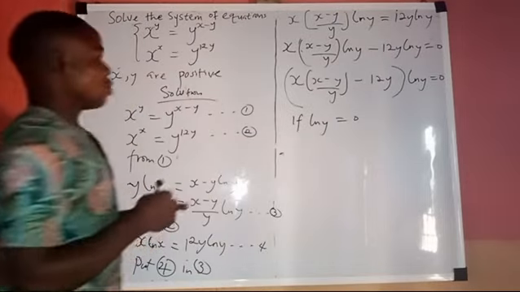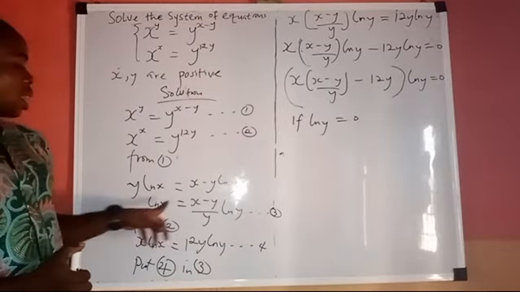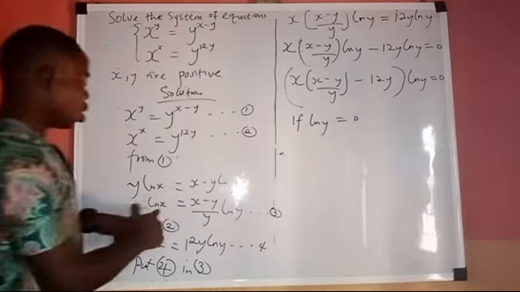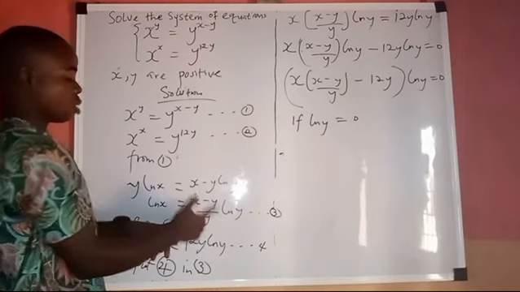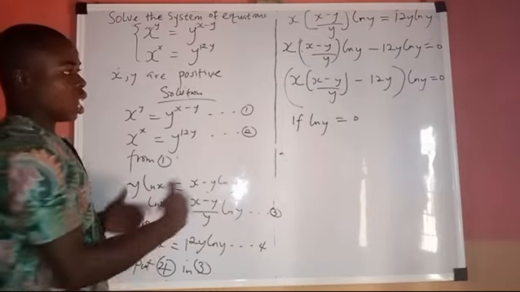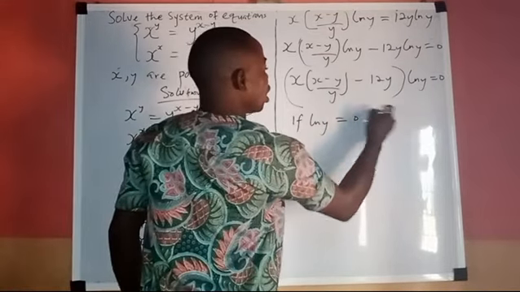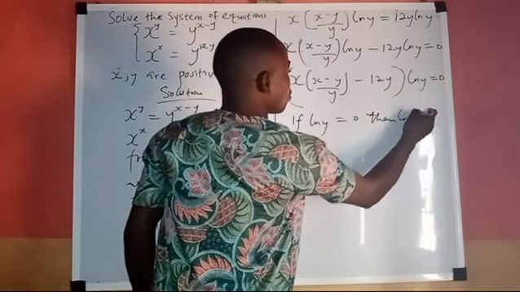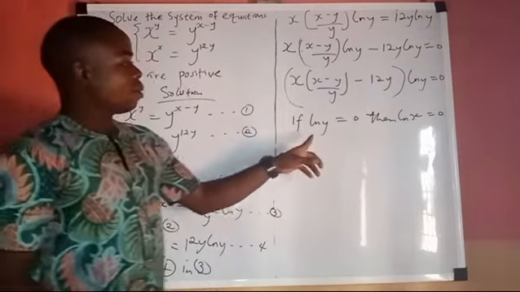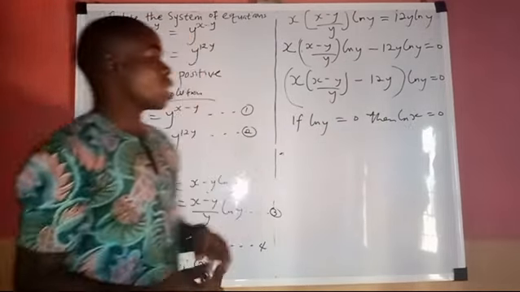So now if you come over to this place where we've gotten our ln x, if we substitute 0 for ln y, you see that the whole of ln x will also be equal to 0, because whatever this one is, it is going to be multiplied by 0, and the result will still give us 0. So we say that then ln x will also be equal to 0. I hope you are getting it now.